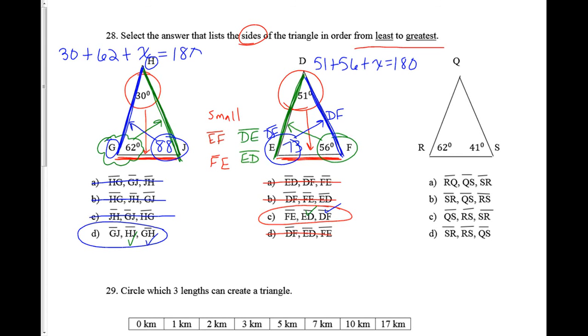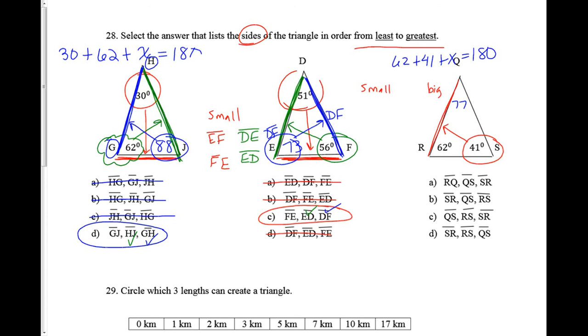Moving on to the last part of question 28. We have another triangle missing an angle. So I know that 62 plus 41 plus x has to be equal to 180. So I take my 180, I subtract out 62, I subtract out 41. That leaves me with the missing angle is 77 degrees. And again, I'm going from smallest to biggest. So I take the smallest angle, which is 41 degrees.